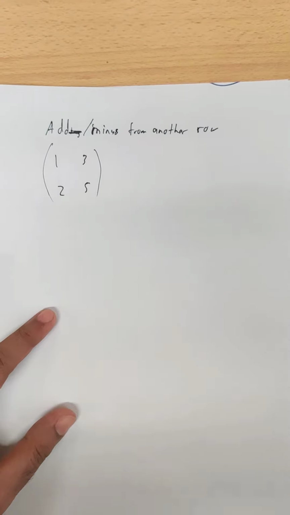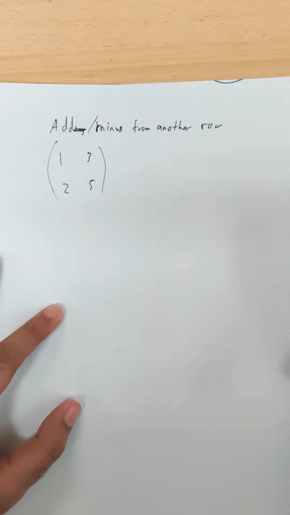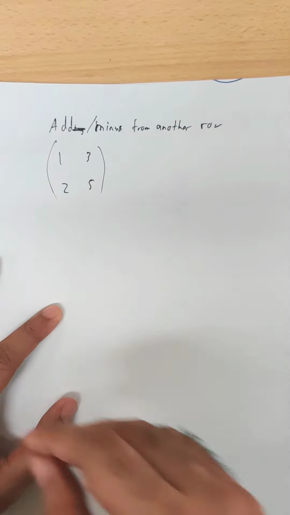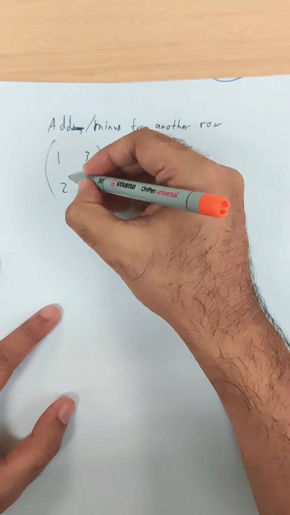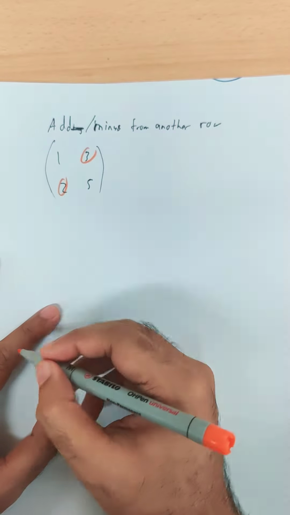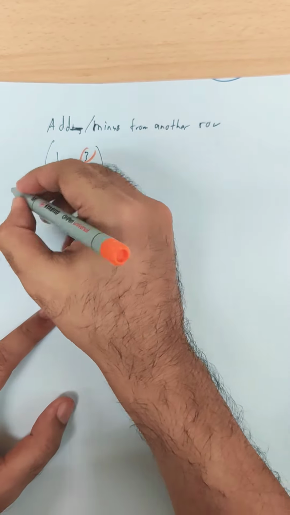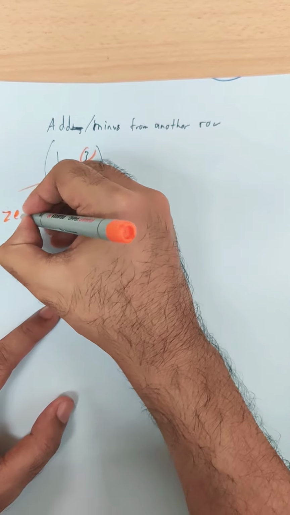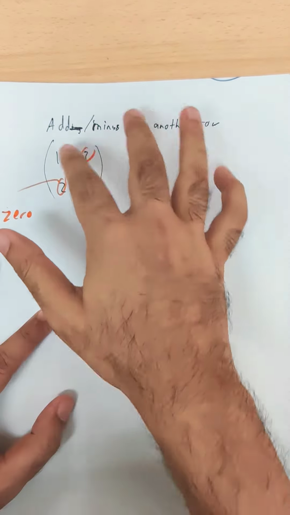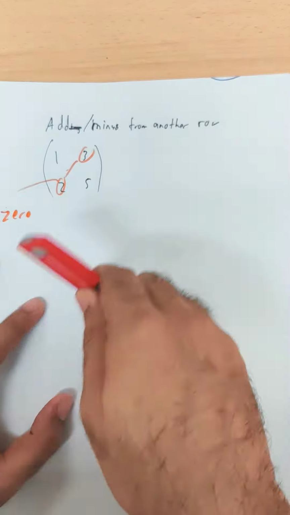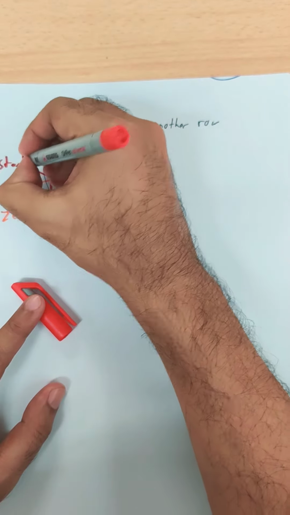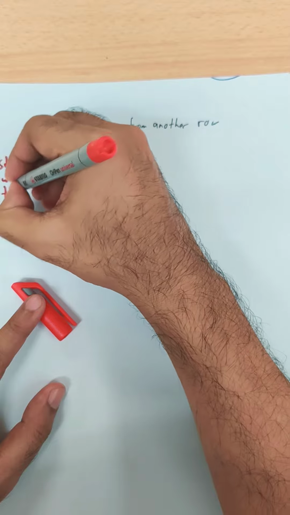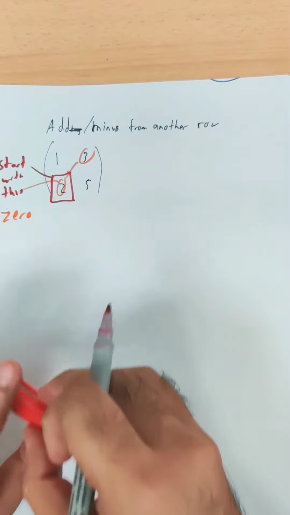The most confusing one is adding or subtracting from another row. I'll show you briefly. Just now I mentioned that we would like to make this one into zeros. We'd like to change this into 0. So the thing we can start with right now is focusing on this one first. Let's start with this 2 first.